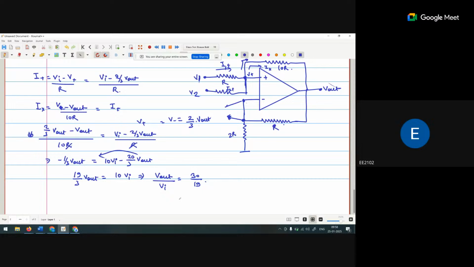So I1 plus is what? I1 plus is V1 minus V plus by R, and I2 plus is V2 minus V plus upon R. The total current I plus is I1 plus I2 plus. And all that current will be going in this way. So that I plus is equal to Ix. So we can solve this type of question also.